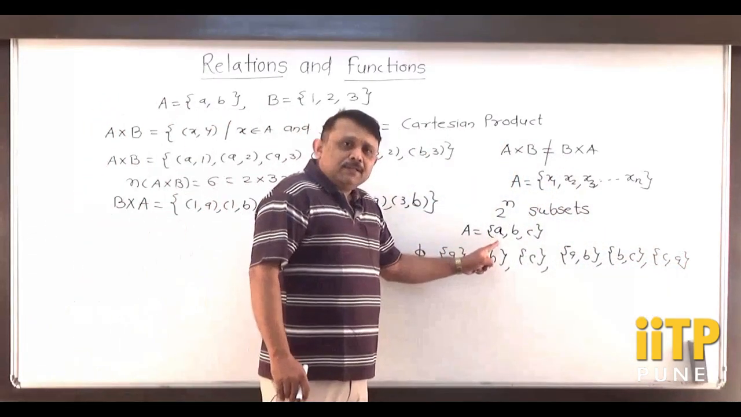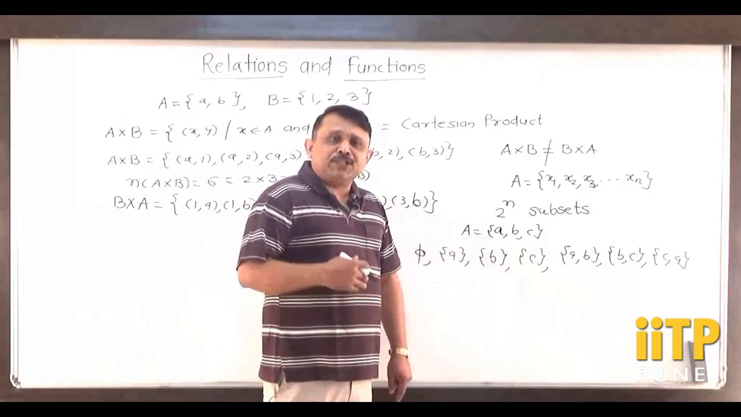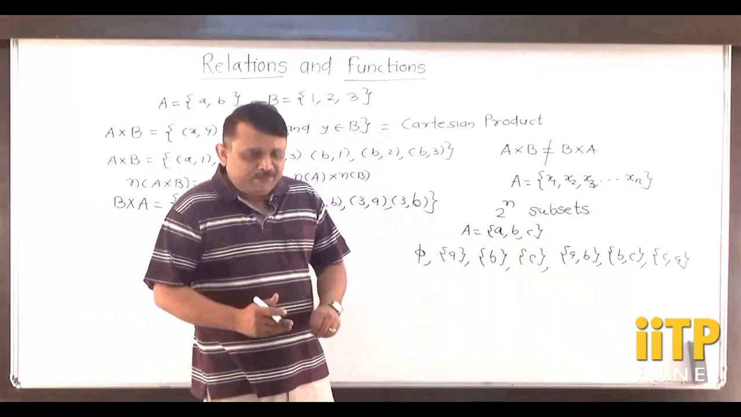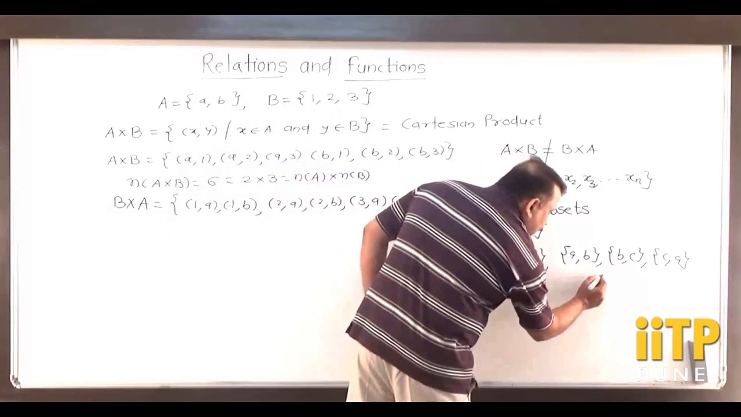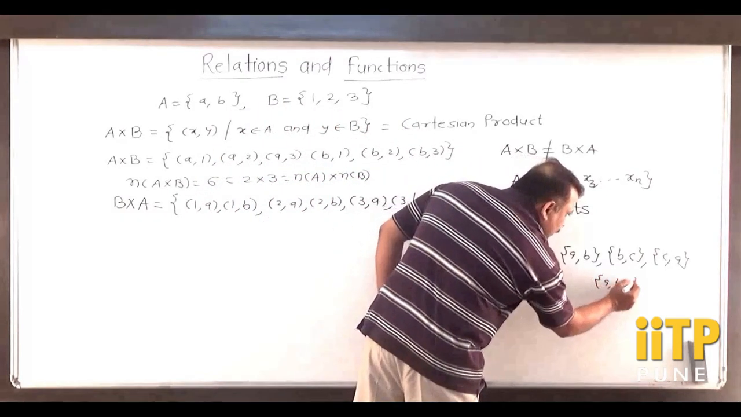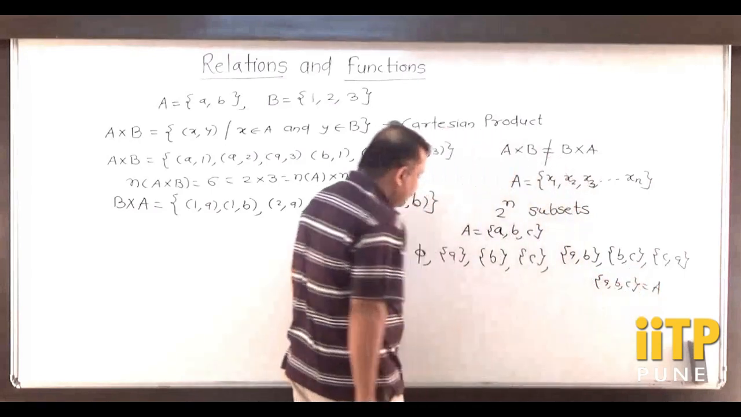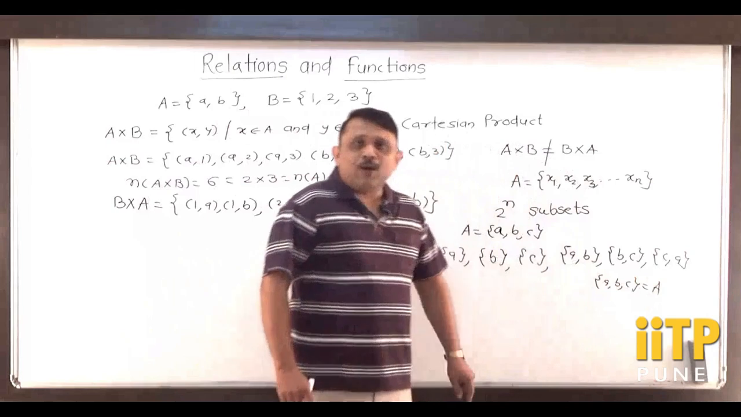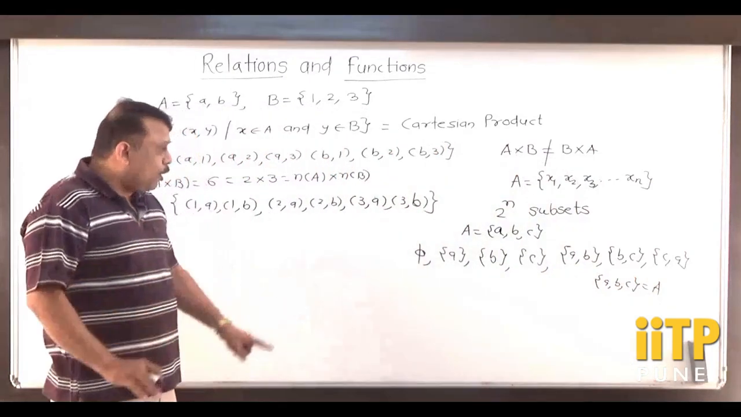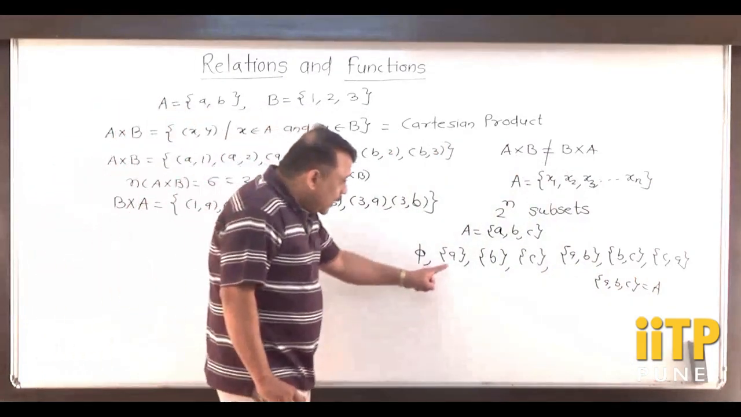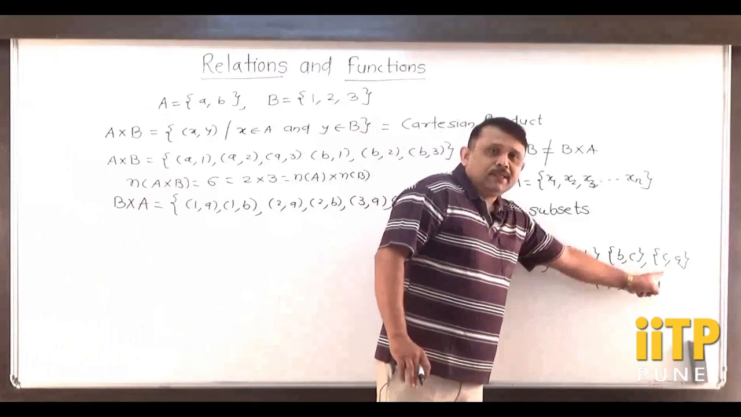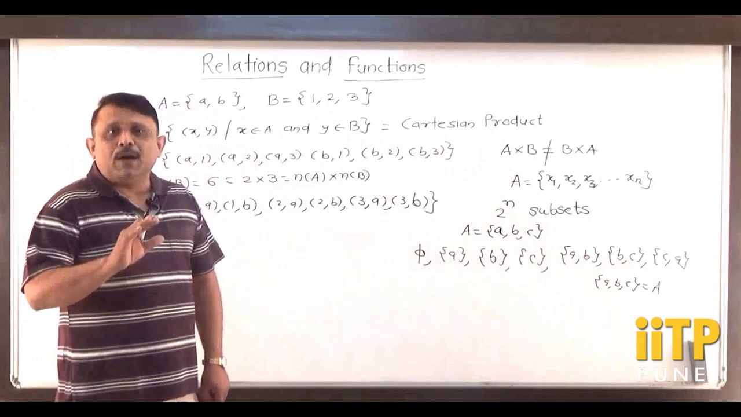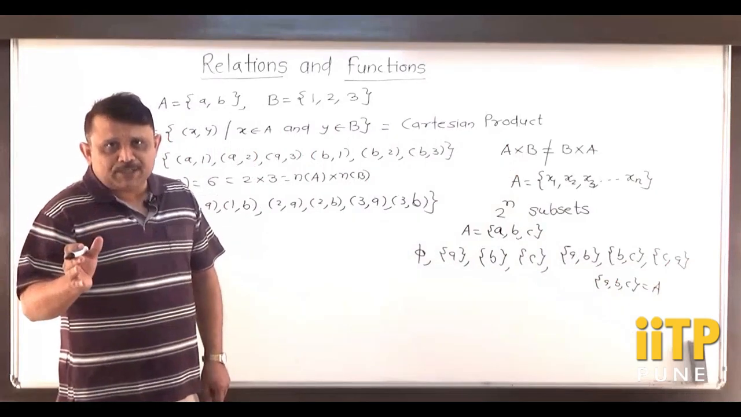A subset of A which contains 3 elements must be the set itself. So, it is the set {A, B, C}, which is A. You know that phi and the set A are called improper subsets of capital A, while the others are the proper subsets.